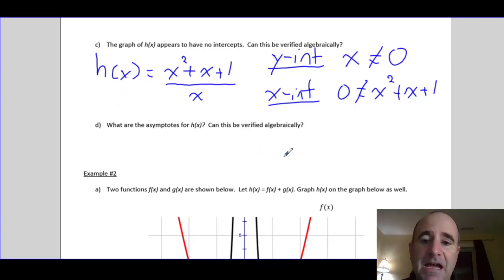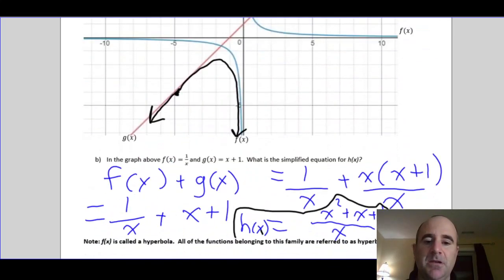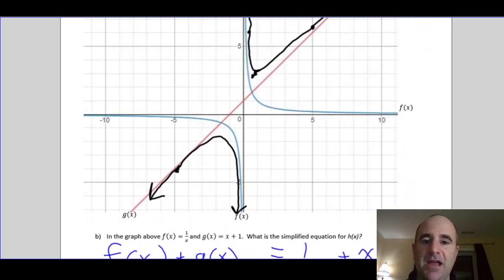And then what are the asymptotes for h of x? Well, there's a vertical asymptote at x equals 0. And our justification algebraically for that is there is an x in the denominator. It doesn't divide out, so therefore it has to be a vertical asymptote. And we also have an oblique asymptote. Now the oblique asymptote ends up being the equation y equals x plus 1, which is actually the red diagonal line in the picture here.